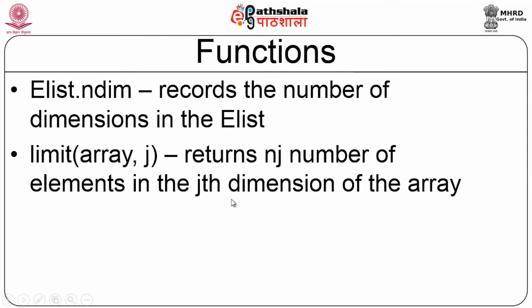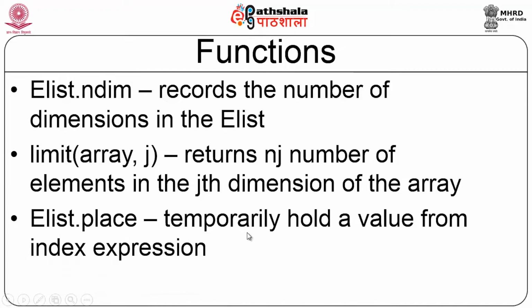And then the next function is called limit. It takes two arguments, array comma j, and it returns n_j, the number of elements in the jth dimension of the array. So the array will be referred to by its name, and j means the dimension, for example the second dimension. So if I say array comma 2, the number of elements in the second dimension will be returned by this function limit. Okay. So that is what the function limit returns. In elist.place, it can hold the value temporarily from an index expression.